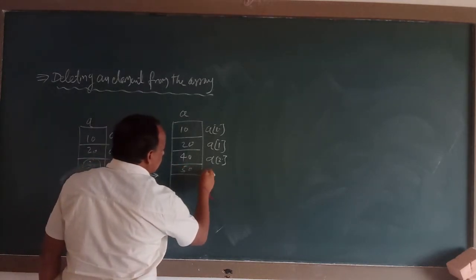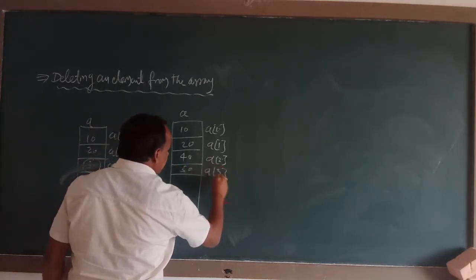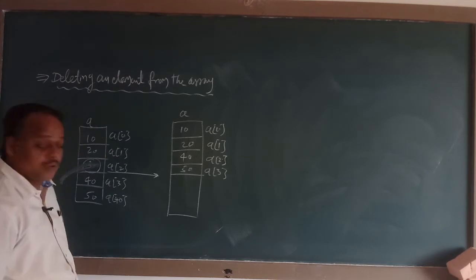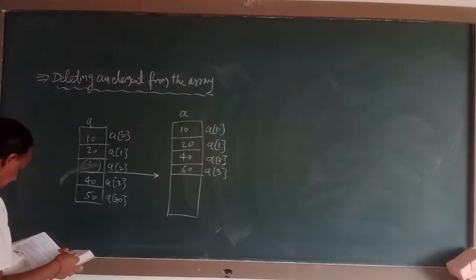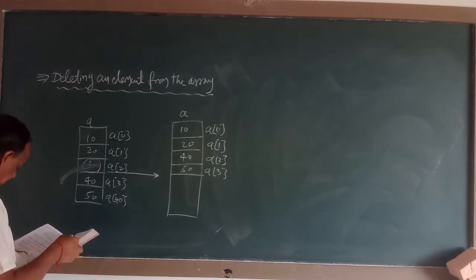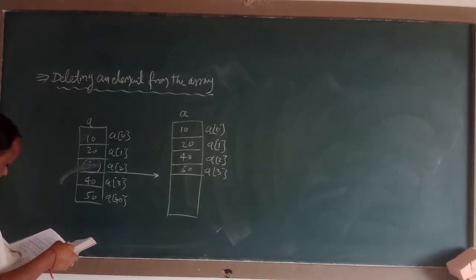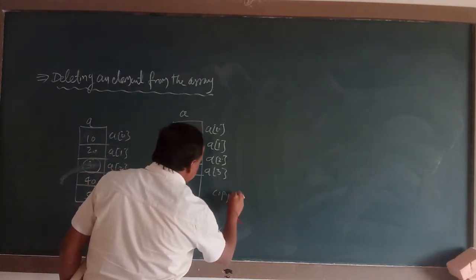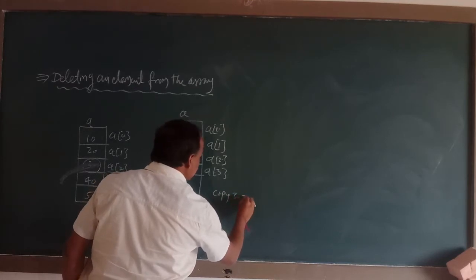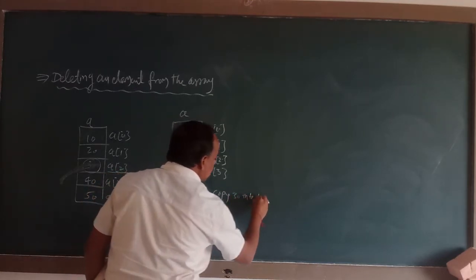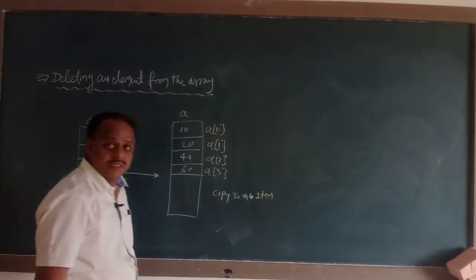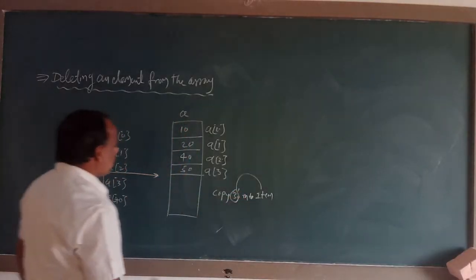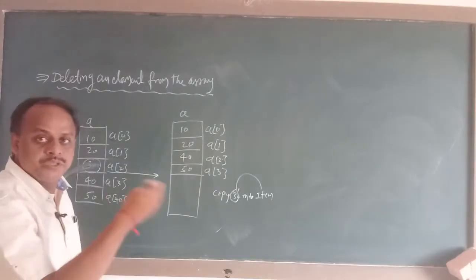and the next element, that is 50, is going to be stored in A of 3. What happens here? Copy element 30 into the item, that is, element 30 is copied into the deletion position.